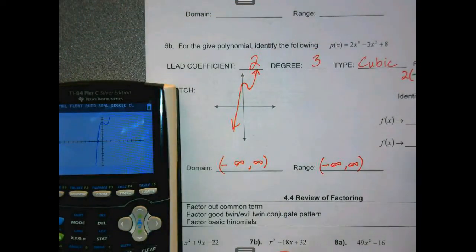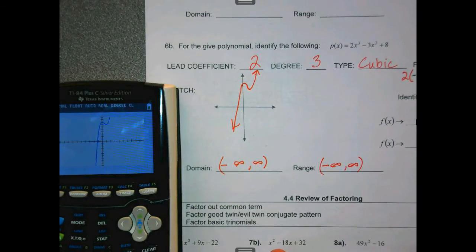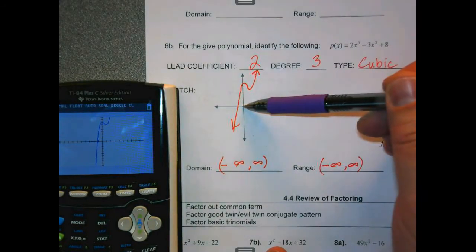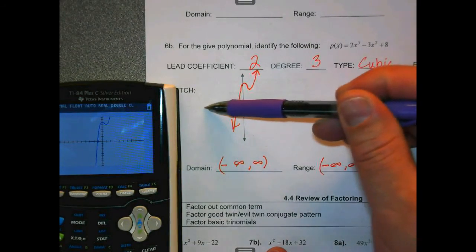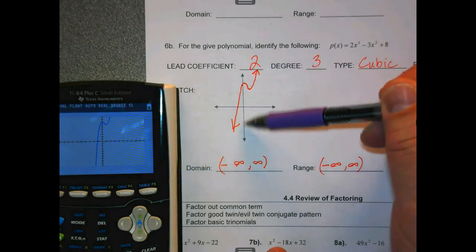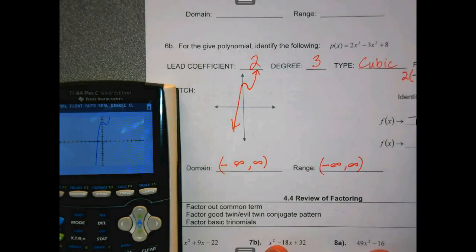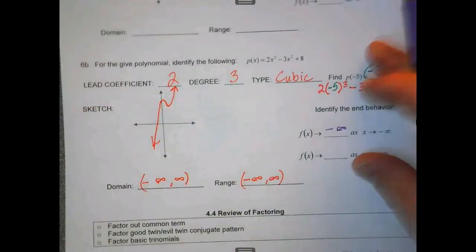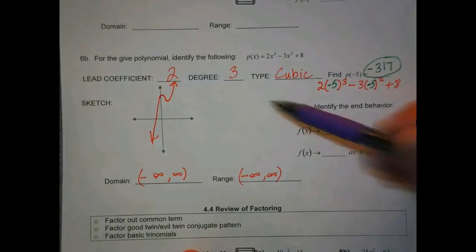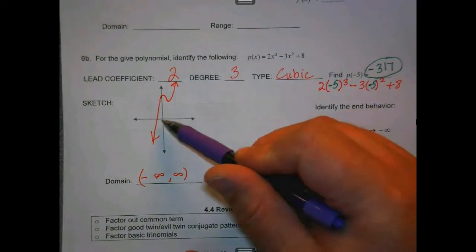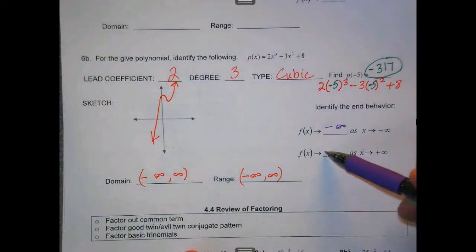All right. As my x approaches negative infinity, so as my x goes to the left, what's happening to my y? Negative infinity. And then the other one's going to be, as my x goes to the right, positive infinity.